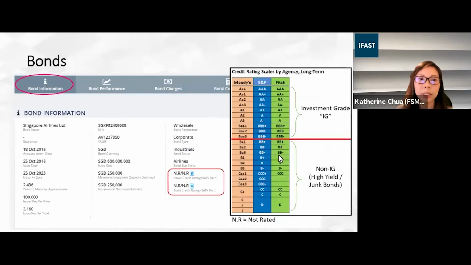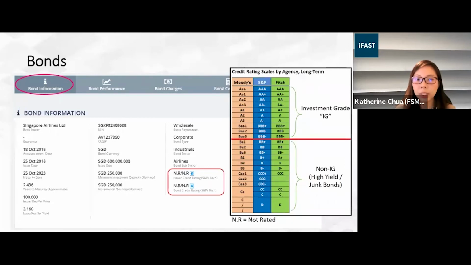Another piece of information that we also look at is the credit rating of the bonds. There are three main credit rating agencies: Moody's, S&P, and Fitch. These three rating agencies rate the companies and the bonds on their ability to carry out their financial obligations, that means paying up for the bonds, paying the coupons, and so on.